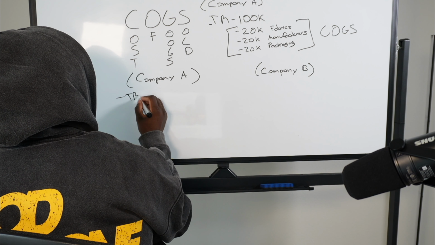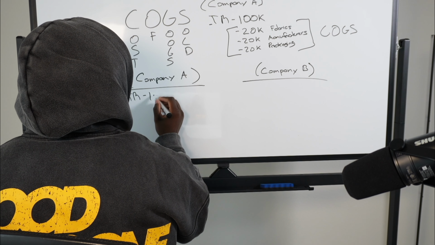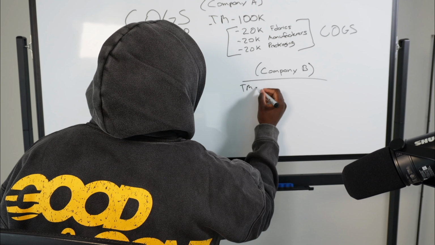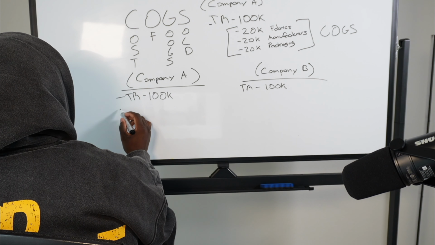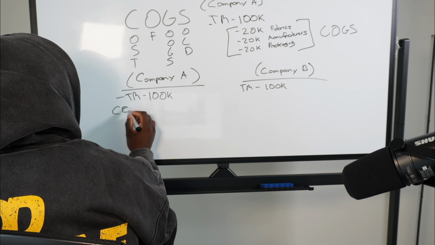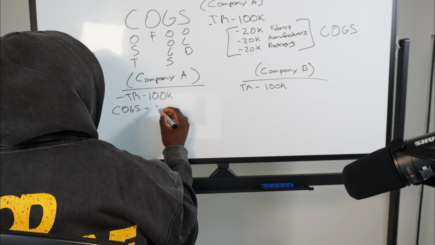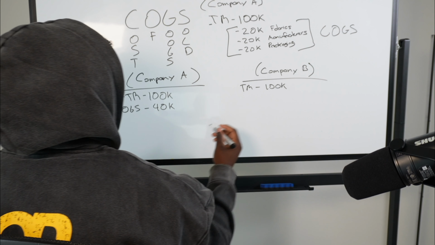Total revenue, 100K, just like we just talked about. Total revenue of 100K. This clothing brand, they're doing all right. They're doing okay. That cost of goods sold is only 40K.